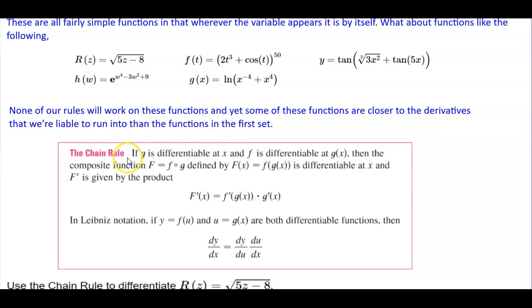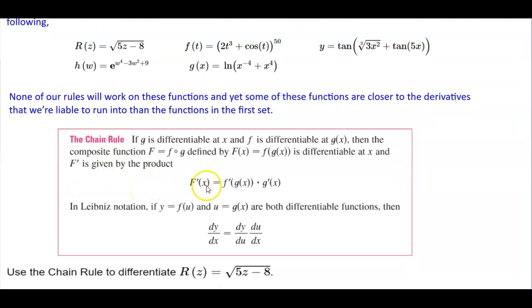So the chain rule states that if g is differentiable at x and f is differentiable at g of x, then the composite function, capital F, which is equal to f composite g, defined by F of x equal to f of g of x, is differentiable at x, and F prime is given by the product. So F prime of x is going to equal f prime of g of x times g prime of x.